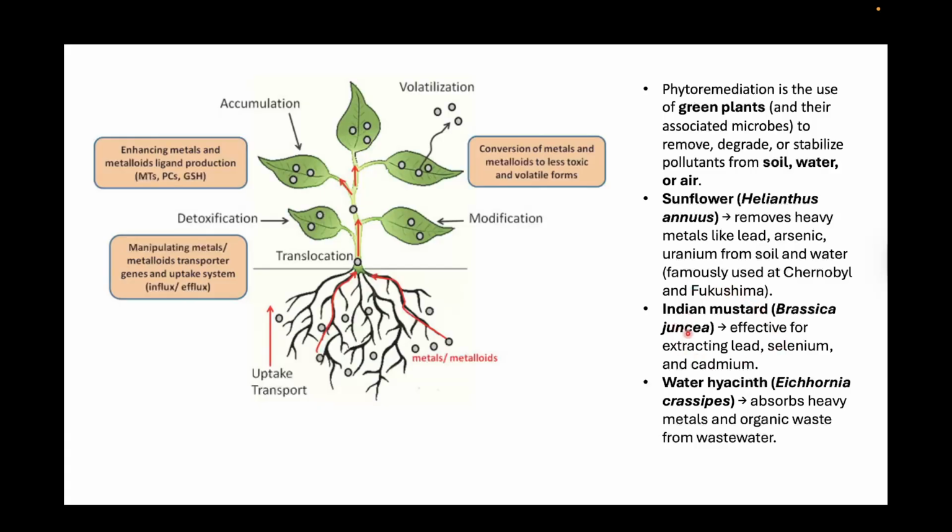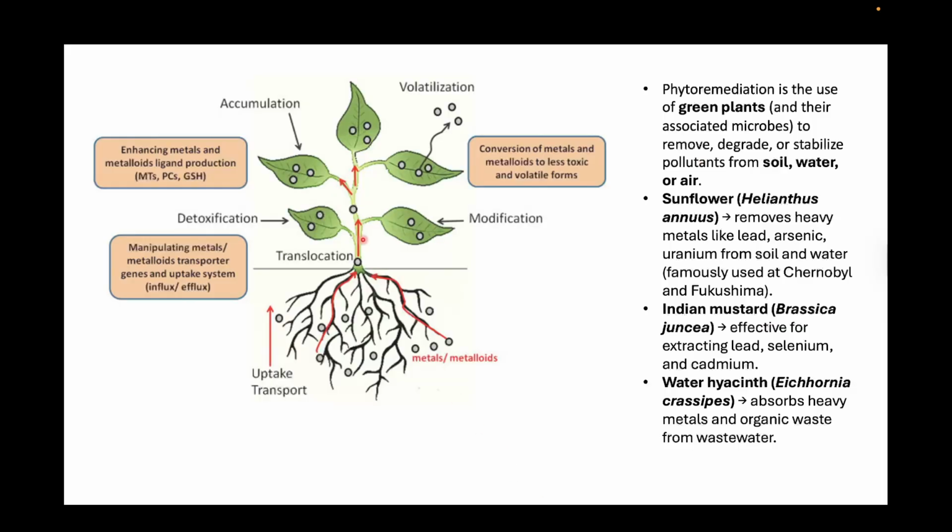Indian mustard, effective for extracting lead, selenium, and cadmium. And water hyacinth absorbs heavy metals and organic waste from wastewater. So these are some of the well-known examples of plants being used for phytoremediation.